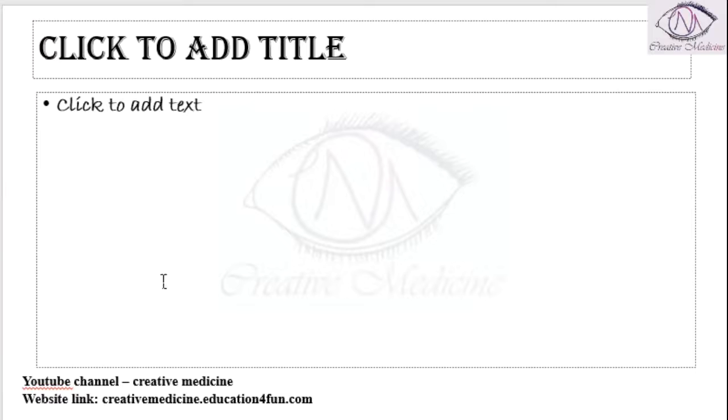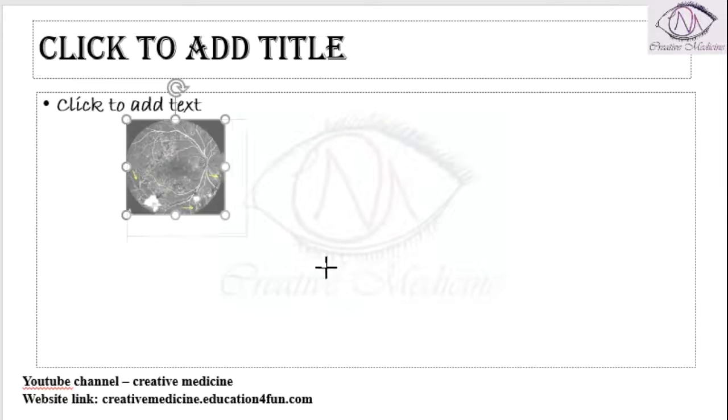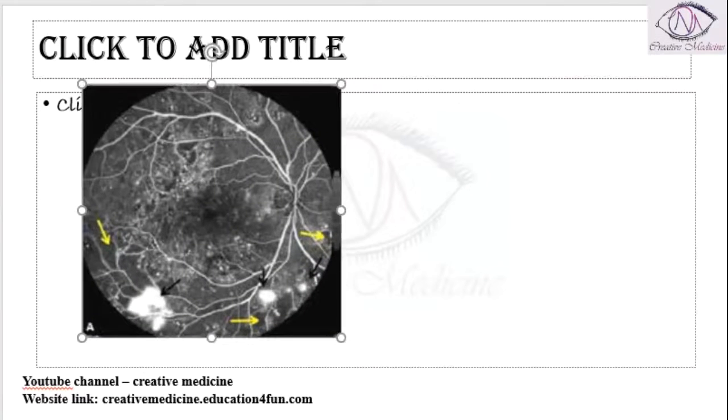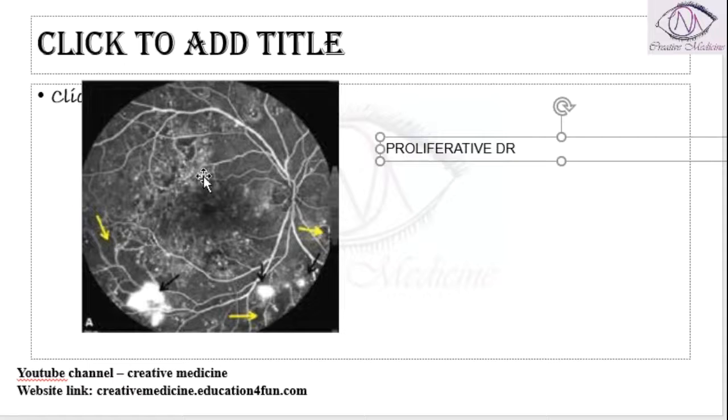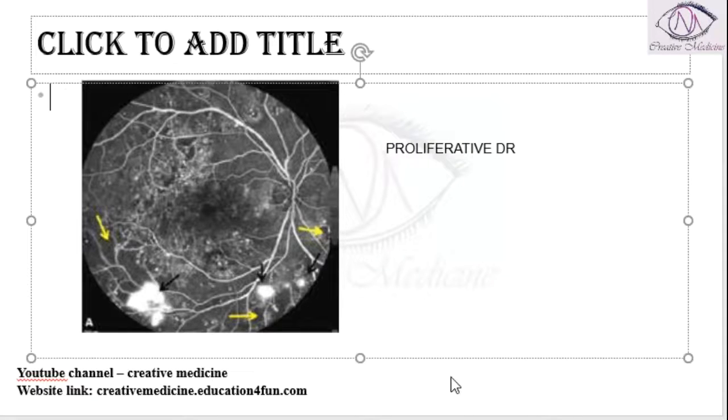Then on fluorescein angiography, we can see this proliferative diabetic retinopathy, which contains many neovascularizations along with the hemorrhages.